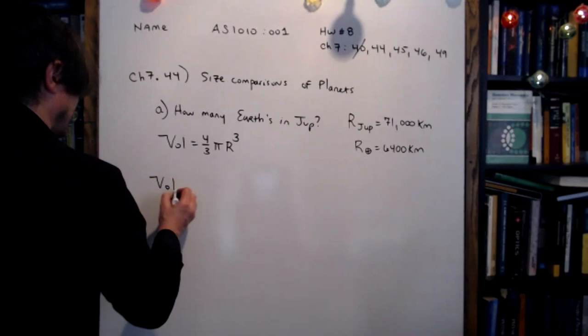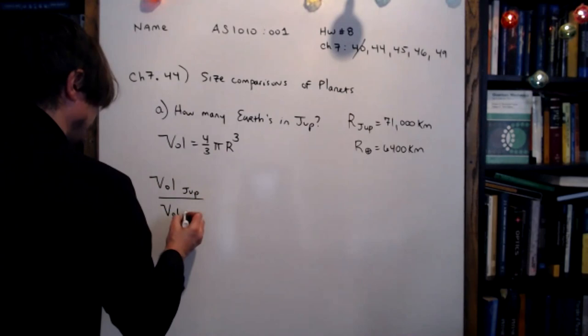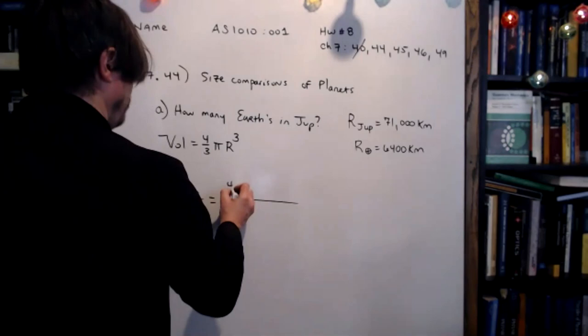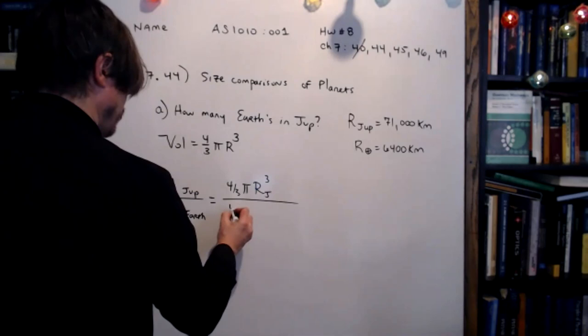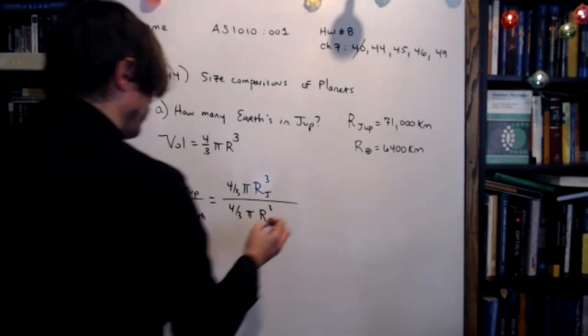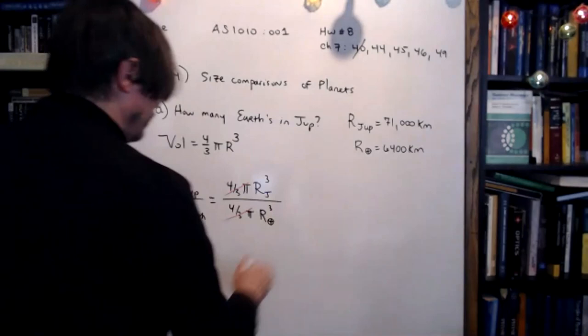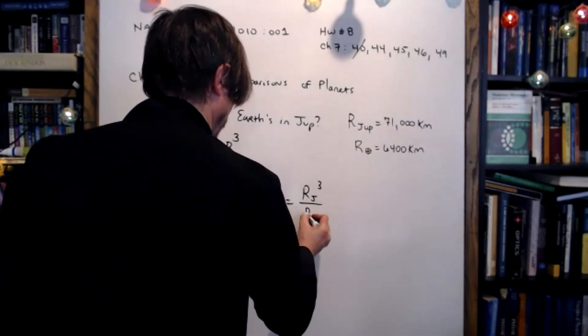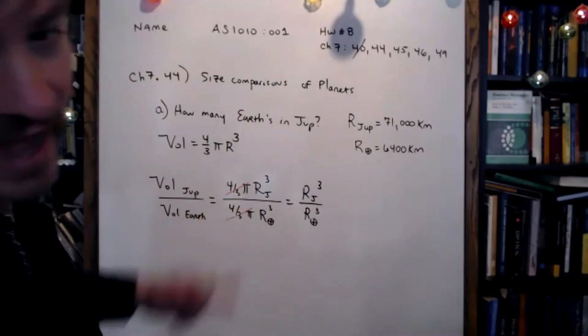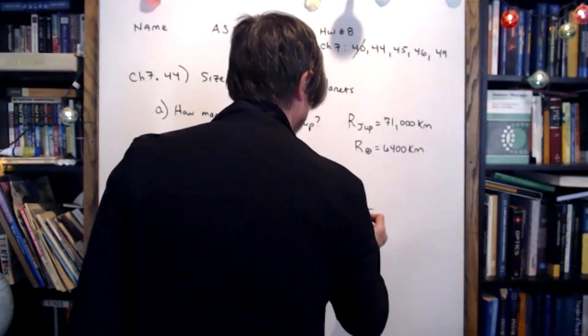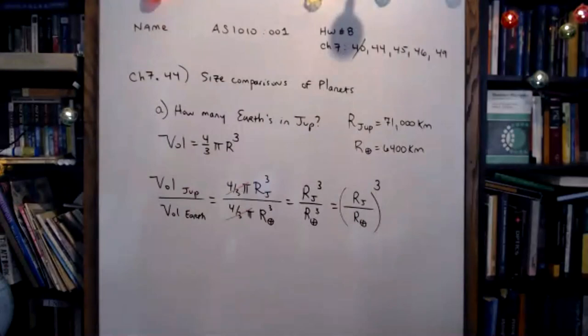The volume of Jupiter over the volume of Earth would be 4/3 pi radius of Jupiter cubed over 4/3 pi radius of Earth cubed. And obviously, the 4/3 pi's cancel out. That leaves you radius of Jupiter cubed over radius of Earth cubed. But as Joel just realized, we can factor out the cube, giving us the radius of Jupiter divided by the radius of Earth, and then cube that. And that's the fastest, simplest way to do it.